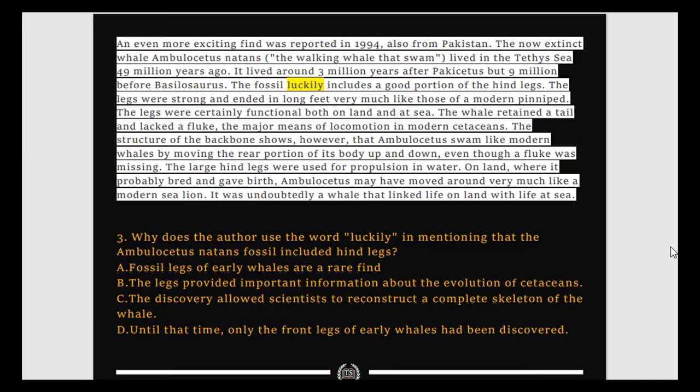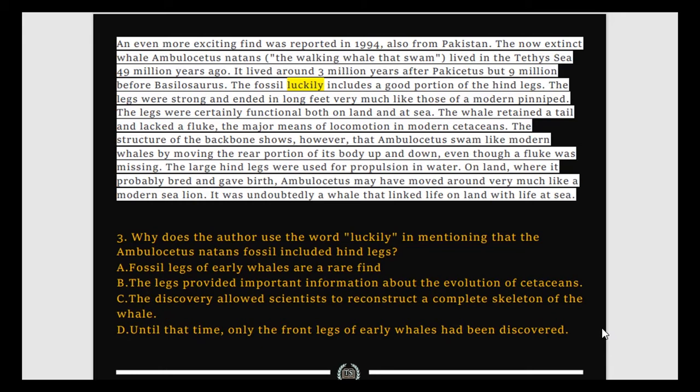Now, we have this word, it's already highlighted. So now, we start reading from the beginning in order to understand the reason. An even more exciting find was reported in 1994, also from Pakistan. The now extinct whale Ambulosaurus natans, the walking whale that swam, lived in the Tethys Sea 49 million years ago.